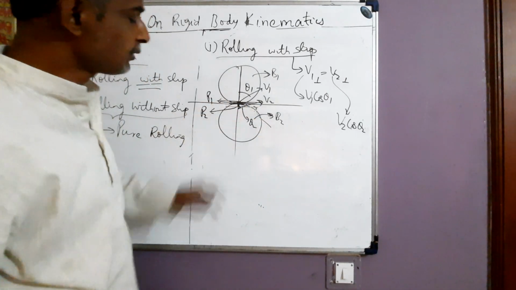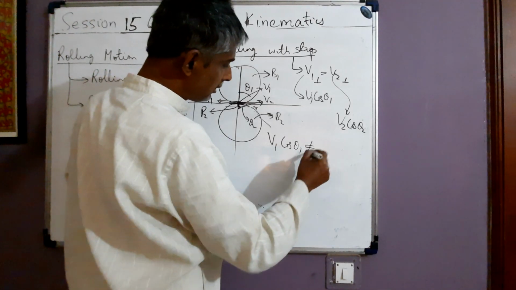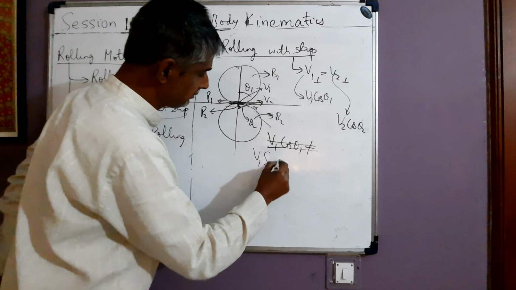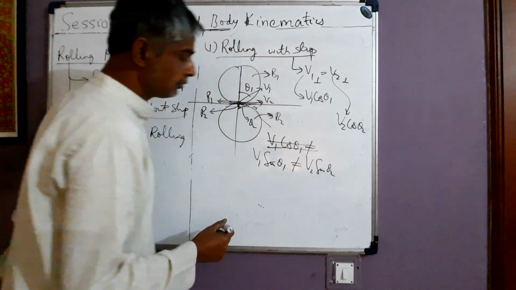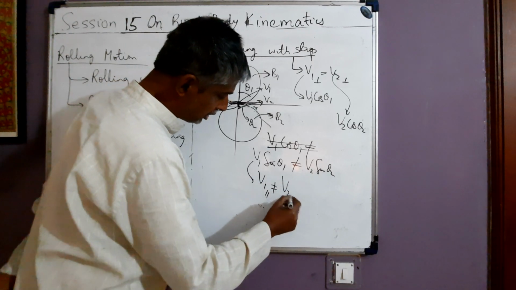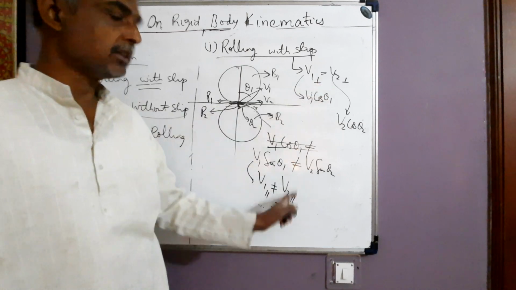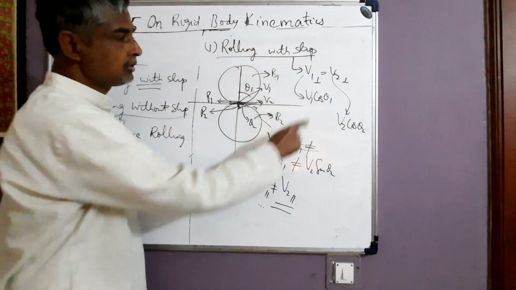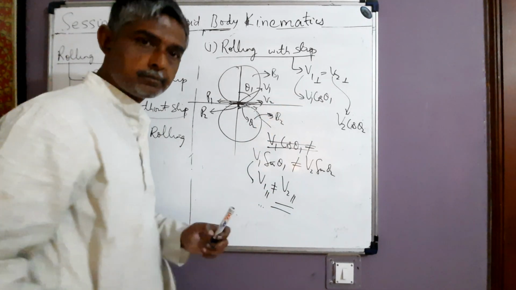Now since P1 slips over P2, V1 cos theta 1, V1 sin theta 1 is not equal to V2 sin theta 2. Let us call this term V1 parallel is not equal to V2 parallel. So this is the case of rolling with slip. In rolling with slip, this condition is going to be fulfilled, but this condition is not going to be fulfilled.